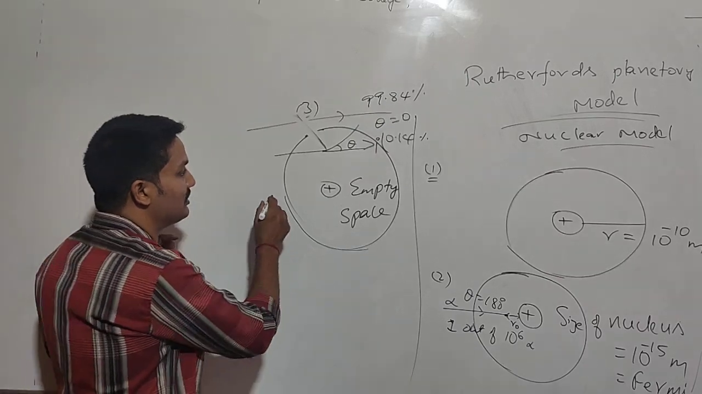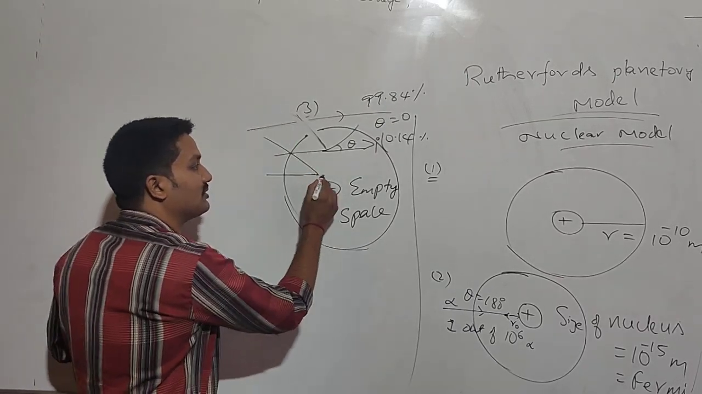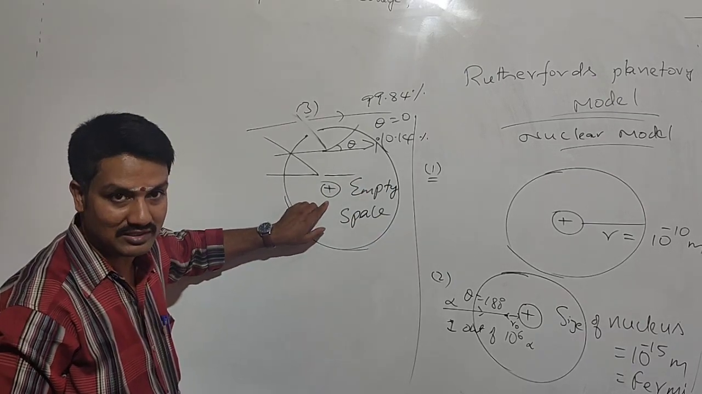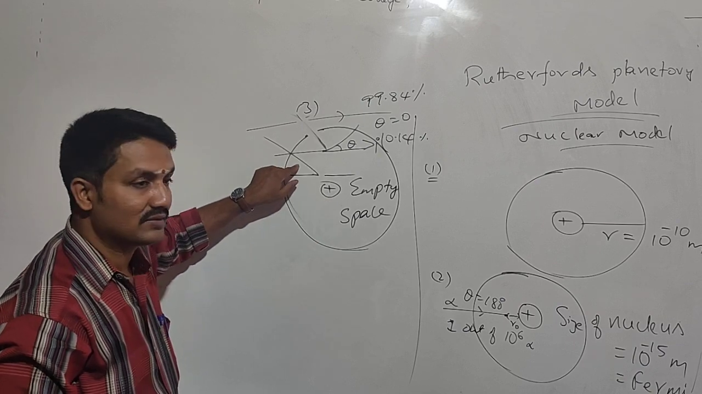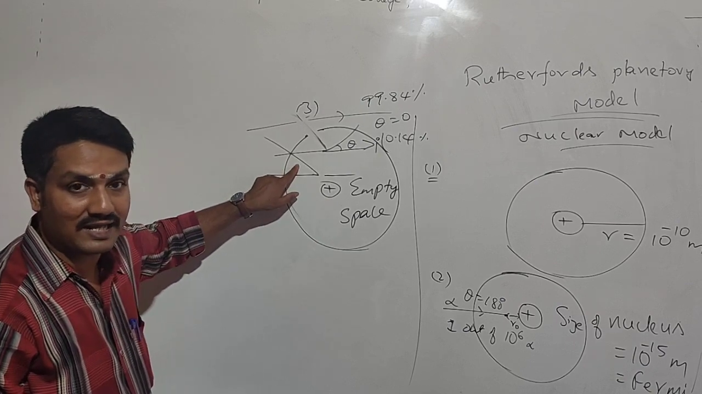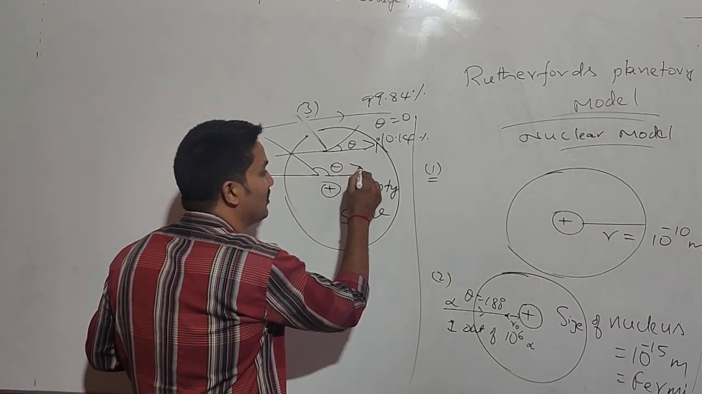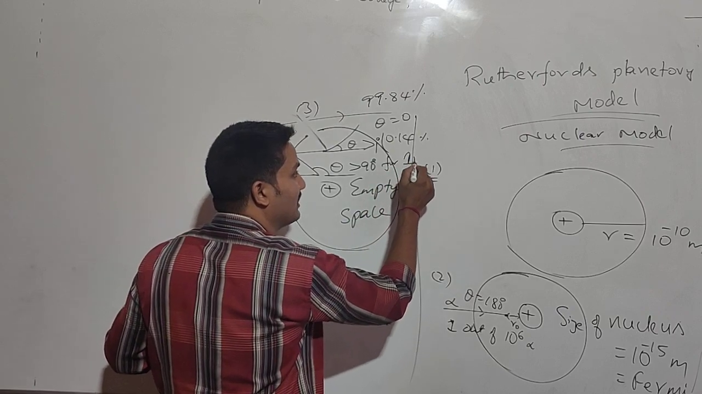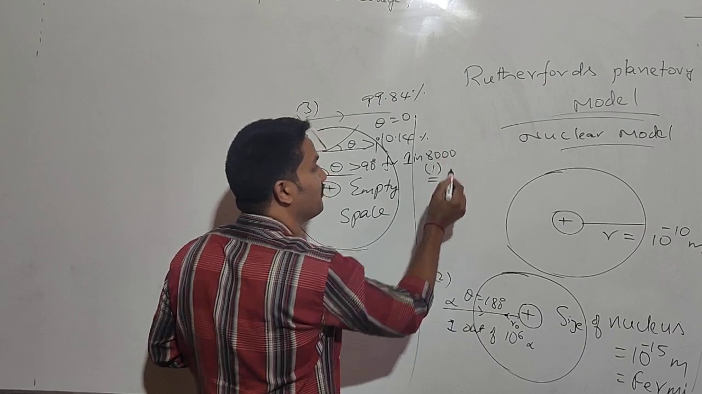And you also know that those alpha particles very near to the nucleus, due to Coulombic repulsive forces, get scattered at larger angles. That means theta is more than 90 degrees for 1 in every 8,000 particles.